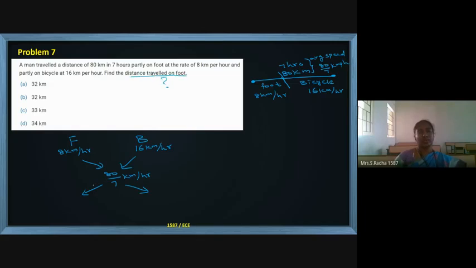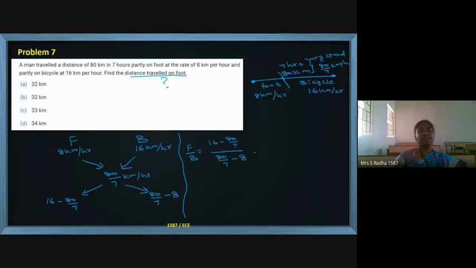Now we have to calculate higher value minus lower value. 80 by 7 is less than 16, so 16 minus 80 by 7 will come. And 80 by 7 is greater than 8, so on this side it is 80 by 7 minus 8. The distance traveled on foot divided by distance traveled on bicycle is nothing but 16 minus 80 by 7 whole divided by 80 by 7 minus 8.